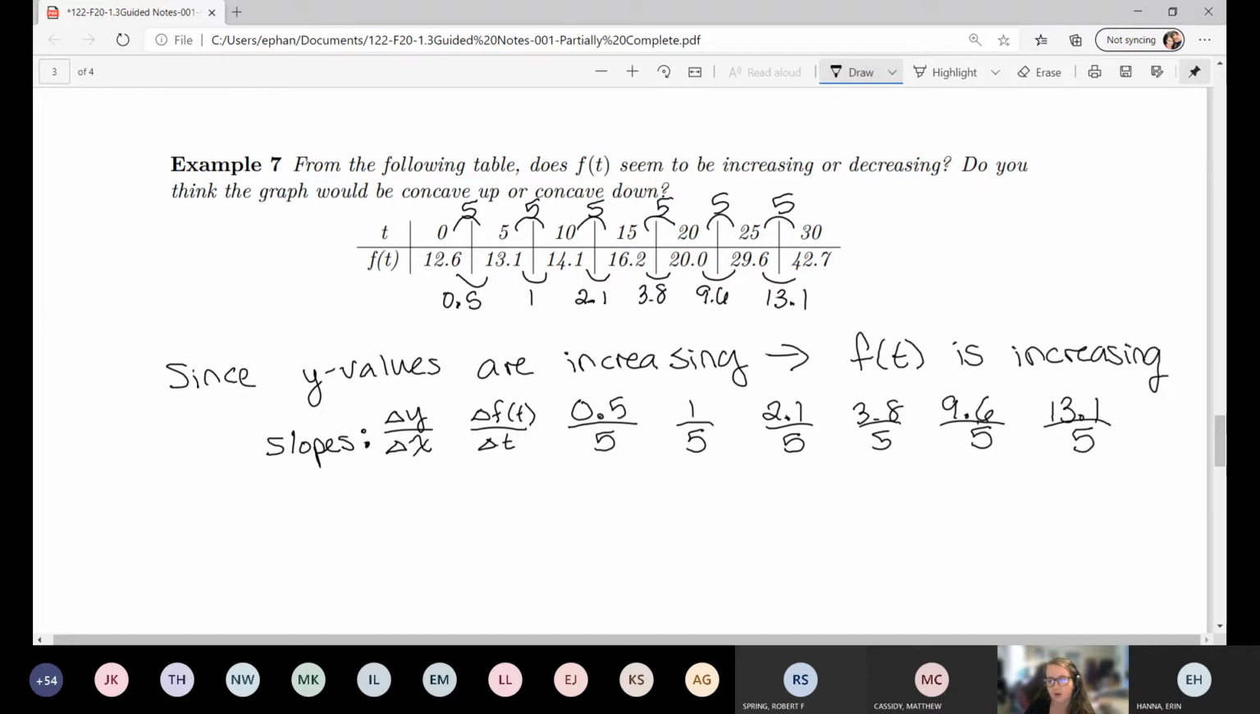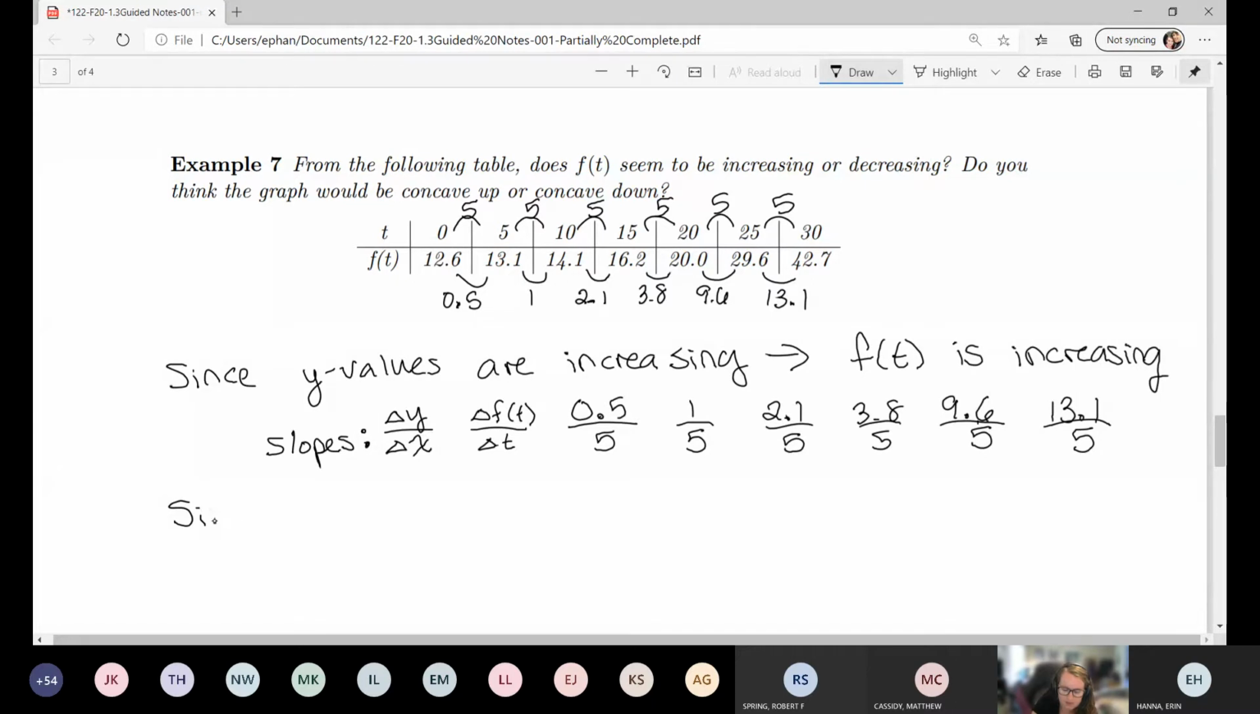The nice thing about this example is that all the change in t-values were the same. So we don't have to figure out what the actual values are because the denominators are the same, so we really only have to care about the numerators. But if all the denominators were different, you would just punch this into a calculator and compare the actual decimal values. But here, since the denominators are all the same, let me go ahead and look at the numerators. Well, the numerators are increasing, right? Those values are getting larger.